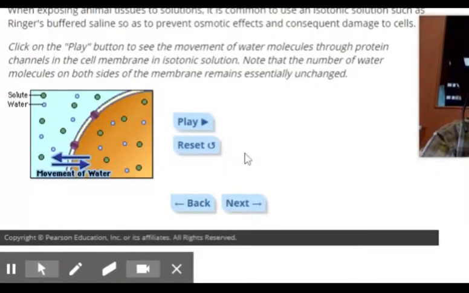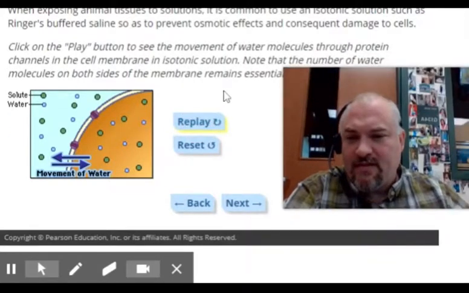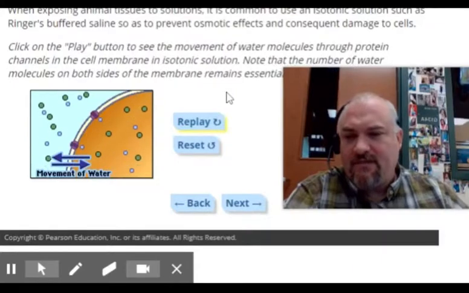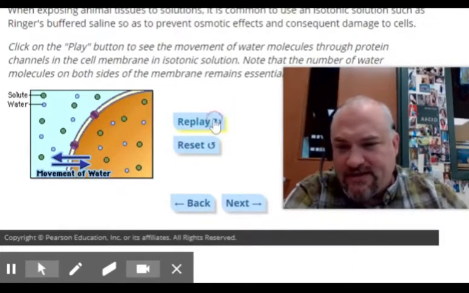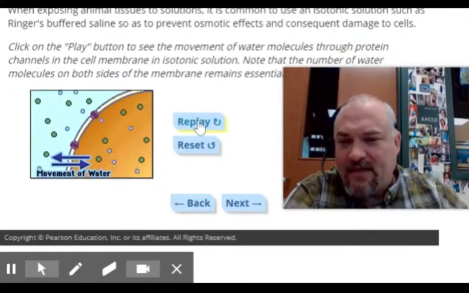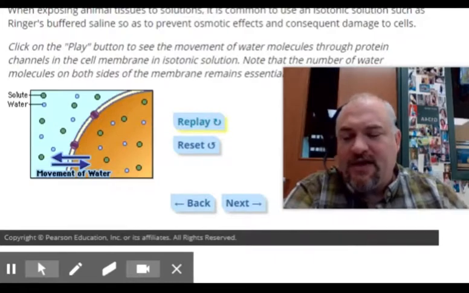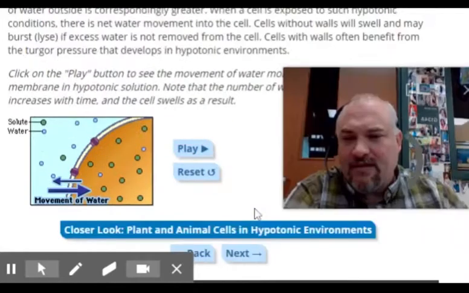Okay. So here we're going to see an isotonic solution. We'll hit play. And we can see things moving in and out just fine. What I like about this is it does show that the water does need some protein channels to go through, which our last one did not. All right, so we've got relatively equal movement. Nothing is really changing.